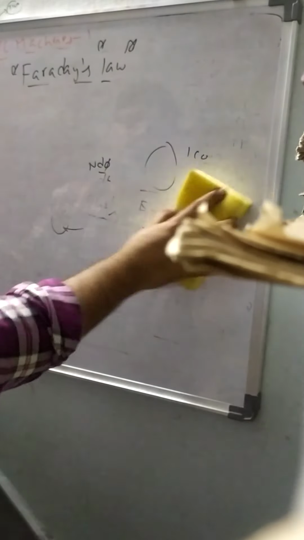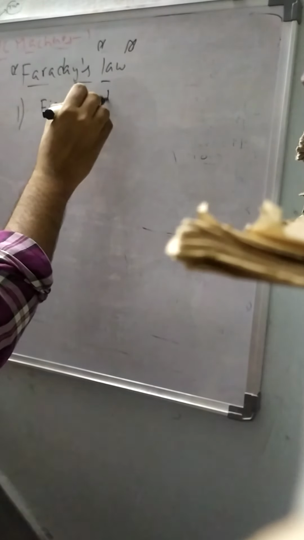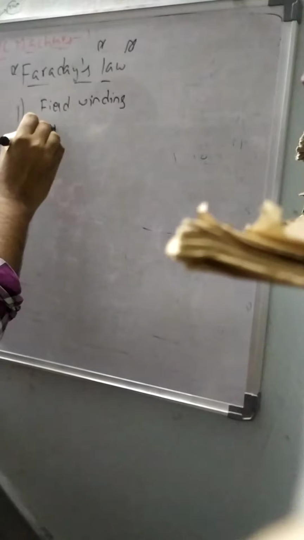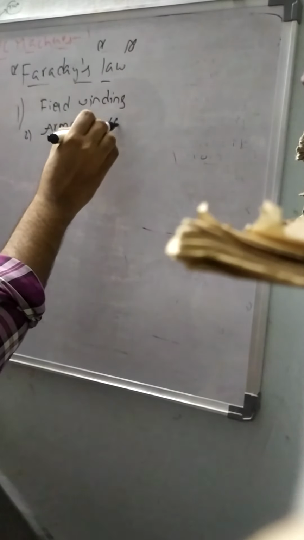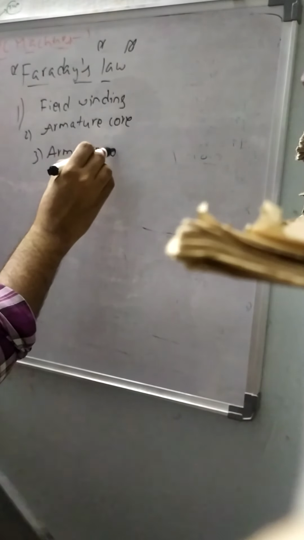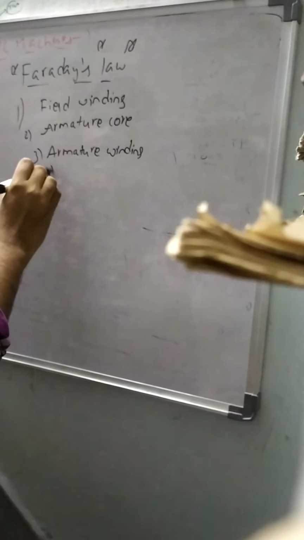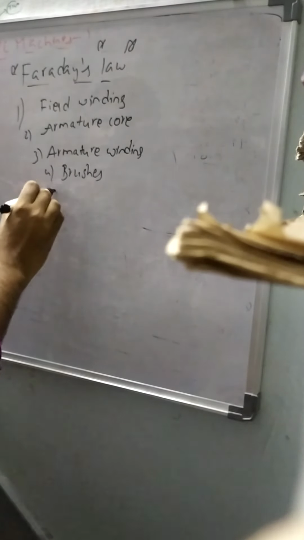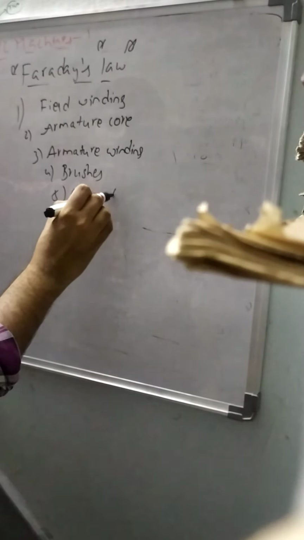Yes. Now our main topic is the DC generator. So what are the parts of a DC generator? I am writing these parts now; you can note them down in your notes. The first one is the field winding or field system. Second, the armature core. The third one is the armature winding. The next one is the brushes. And the last one is the commutator. So these are the five most important parts of a DC generator.